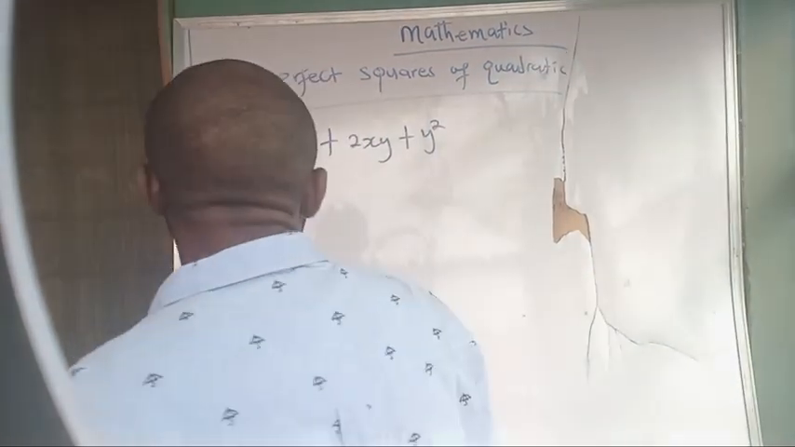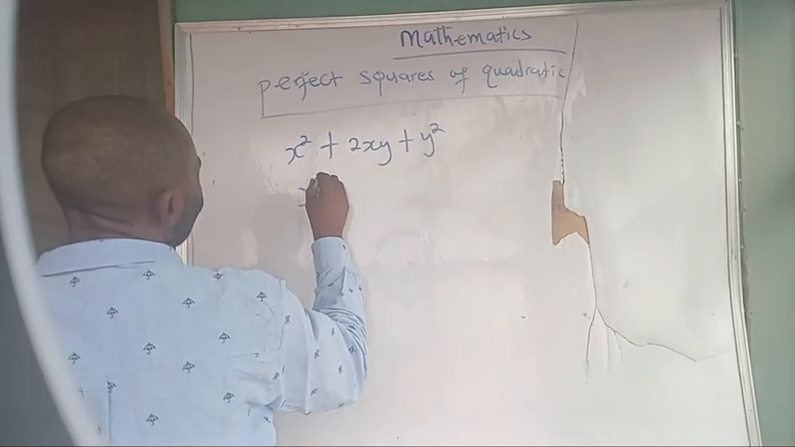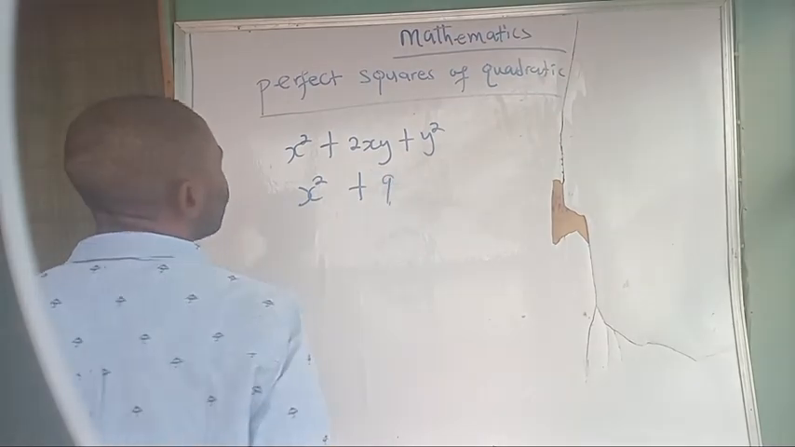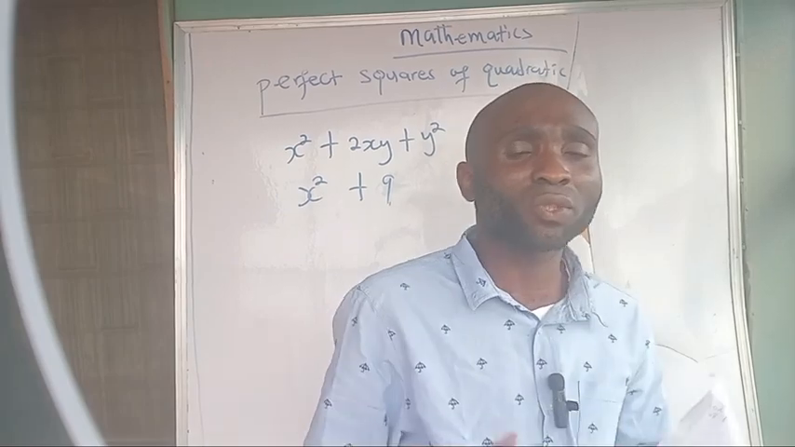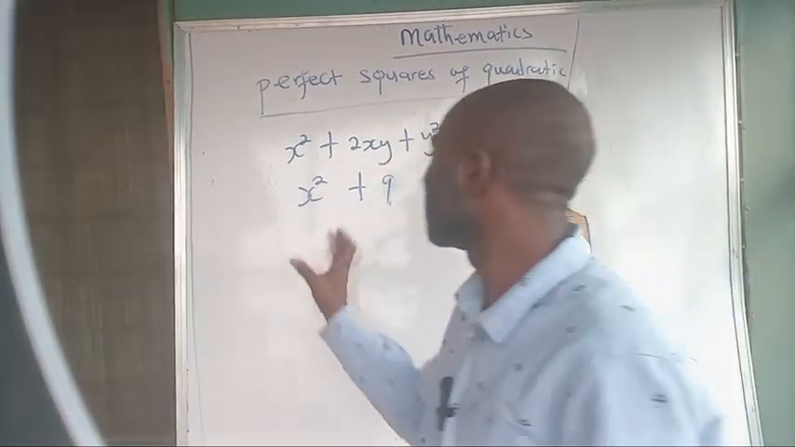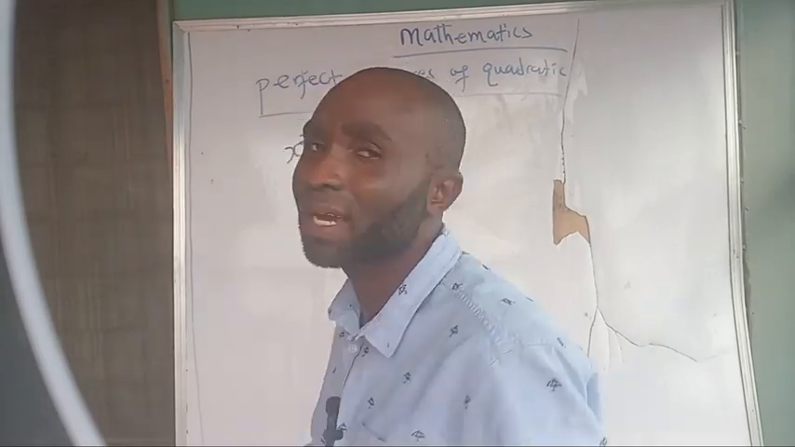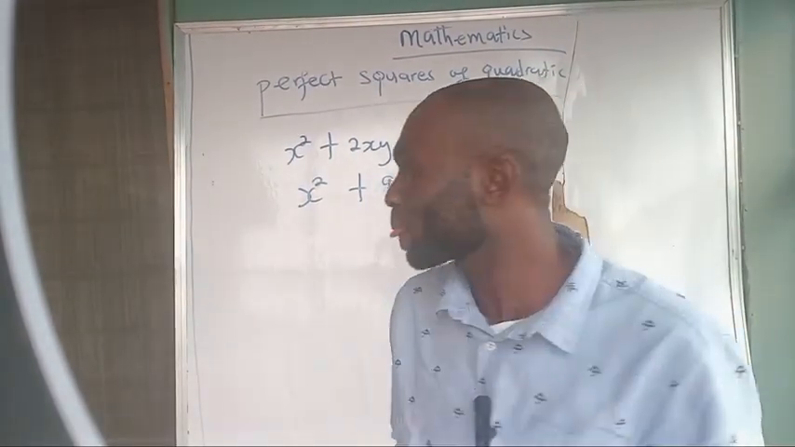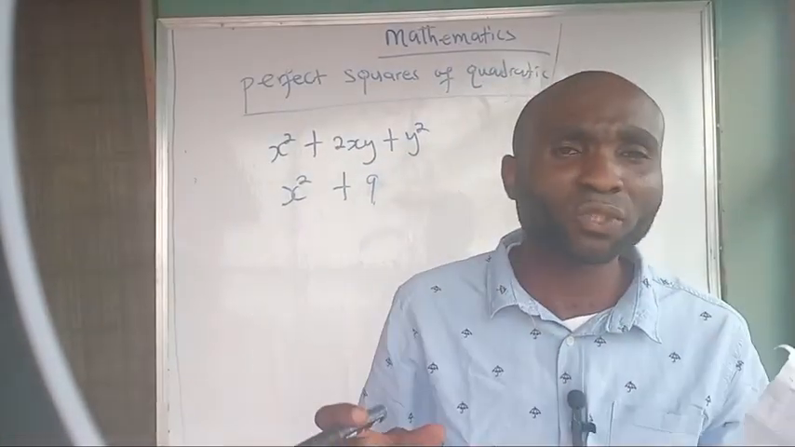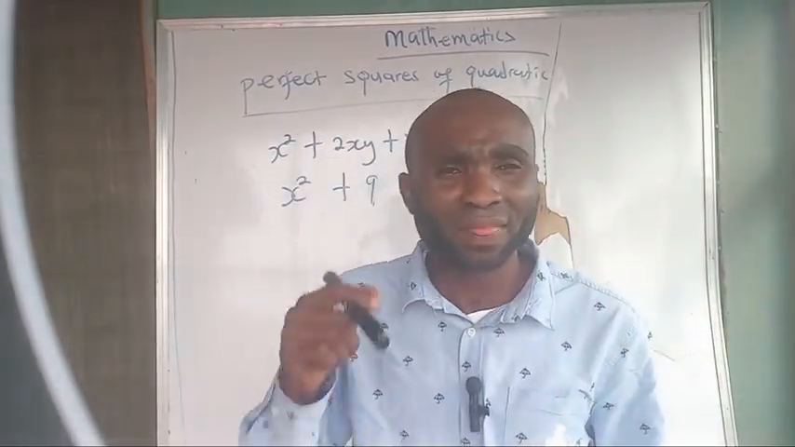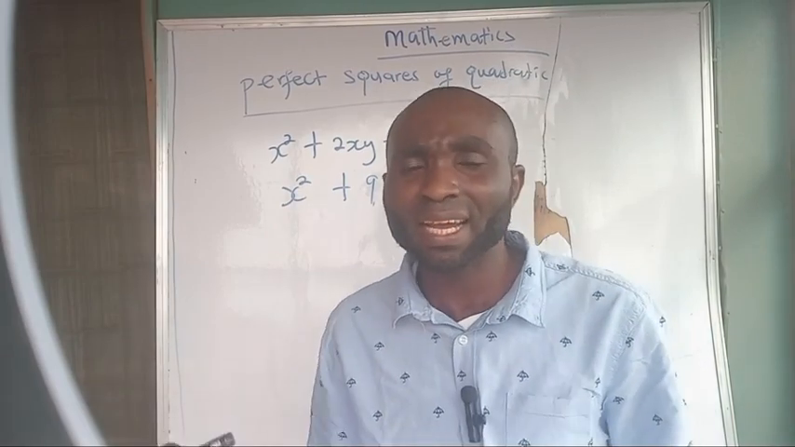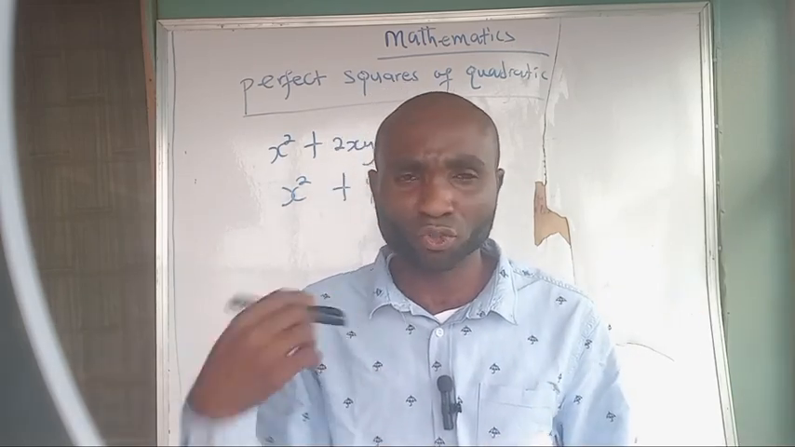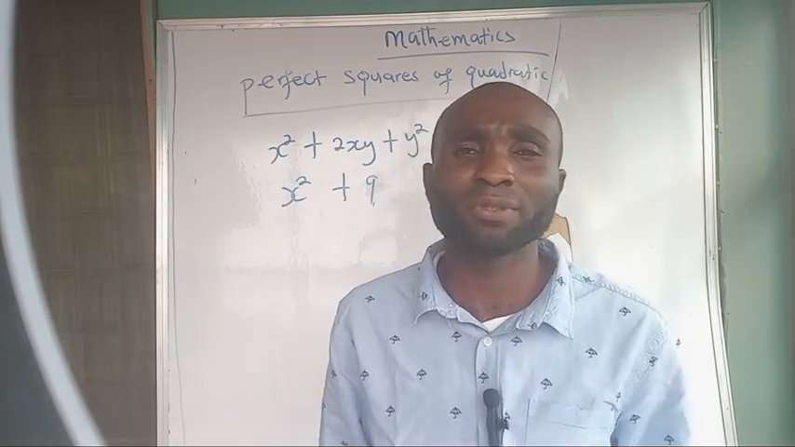Or you have another one like x squared plus 6x plus 9. This is also a perfect square equation. And what do I mean? The first term and the last term have a square root. A perfect square quadratic equation is that type of equation that if you take the first term and the last term, you multiply it by 2, it will give you the middle term.